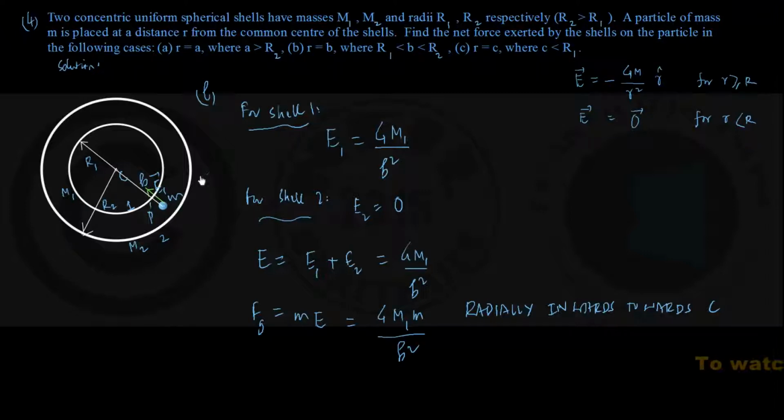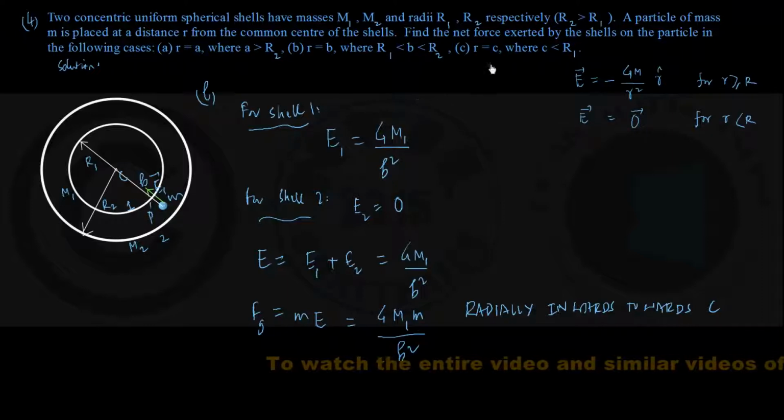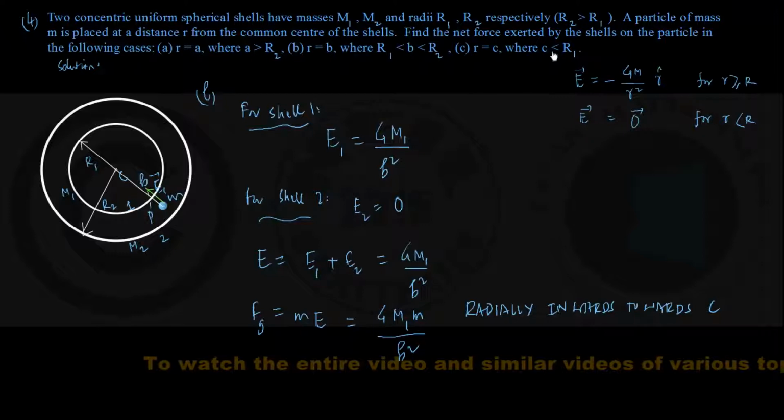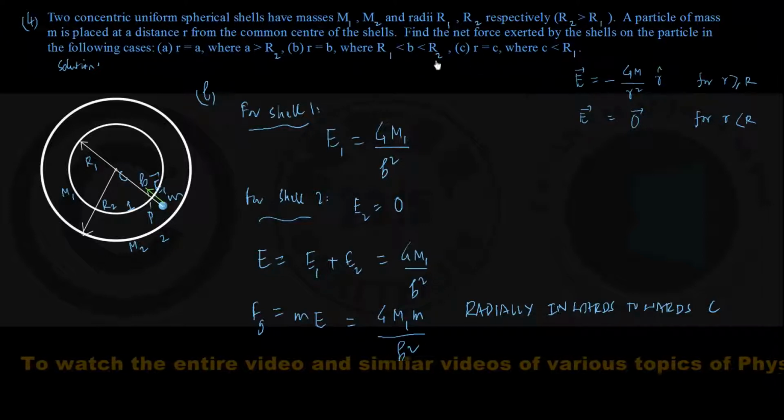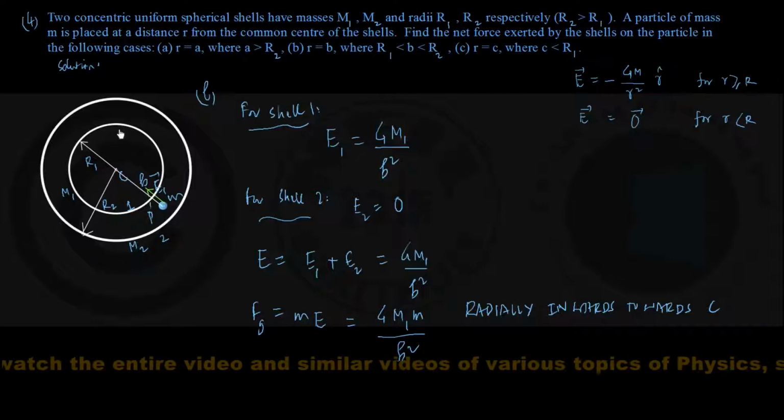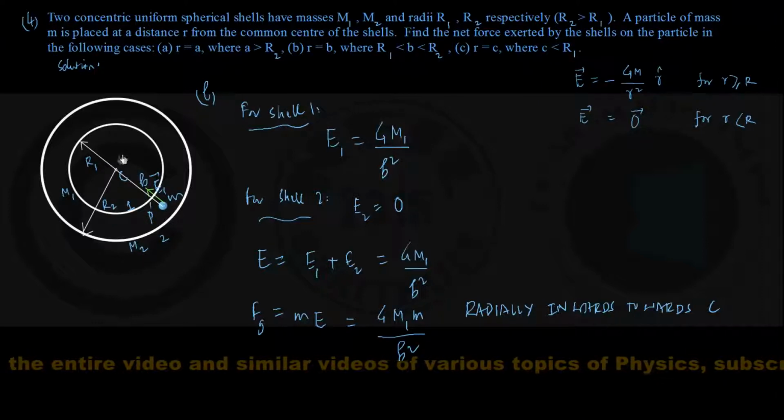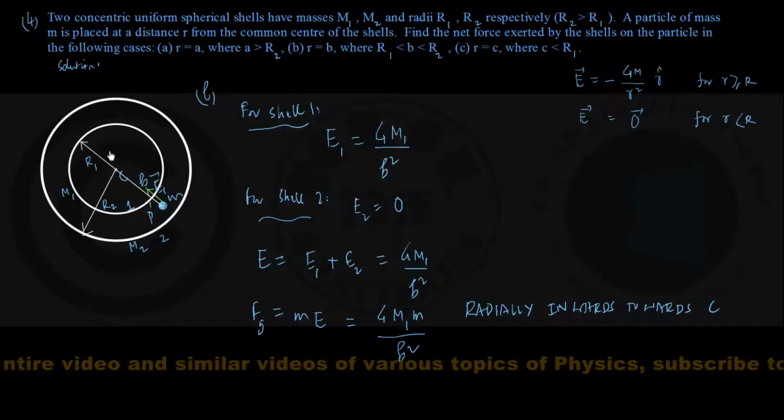So here is the answer of part B of the question. We are again and again making use of these two results, that inside the shell the field is 0 and outside the shell the field has a magnitude of G into mass of shell by the distance square. Moving on to the part C of the problem, where they are saying r is equal to c, where c is less than R1. Looking at my figure, it means that this location of the particle now is inside the inner shell. Let me show it and complete that one as well.